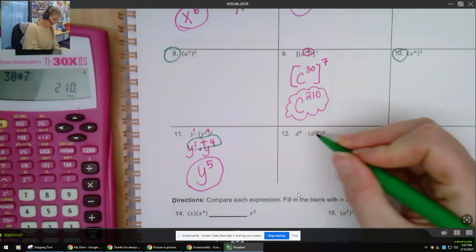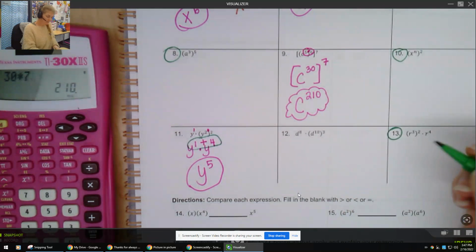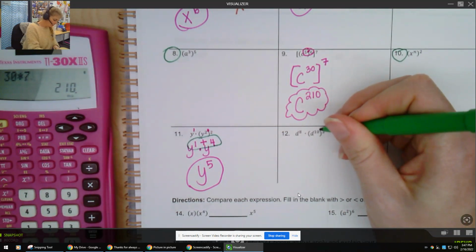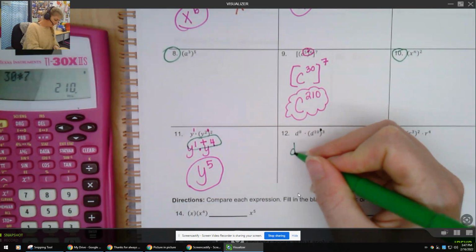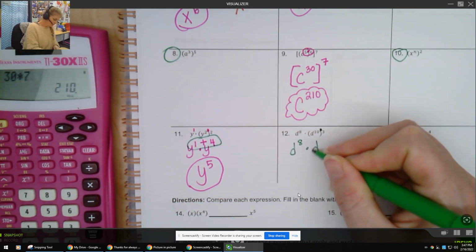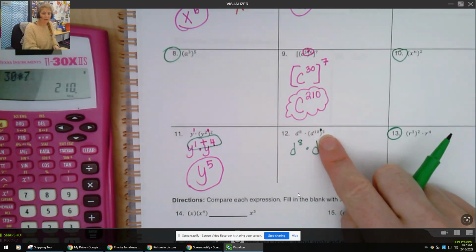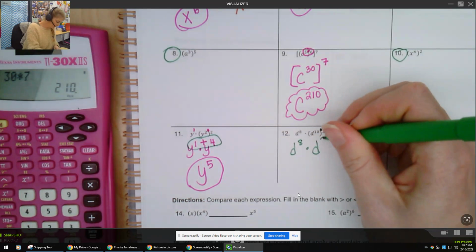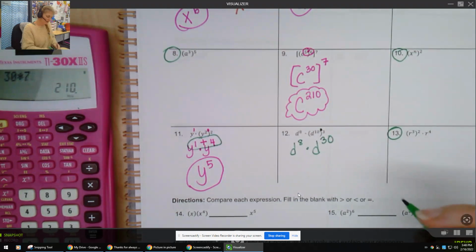Let's look at 12 one more time together, our last problem on this page. And we have d to the 8th times d to the 10th to the 3rd. So again, this is power of a power. So I'm just going to bring down this d to the 8th times this turns into 10 factors of d, 3 groups. So that's 30 factors of d. 10 times 3 is 30.